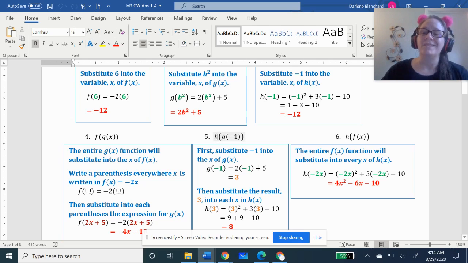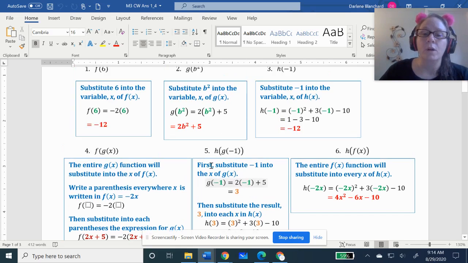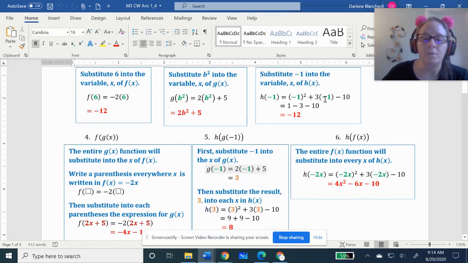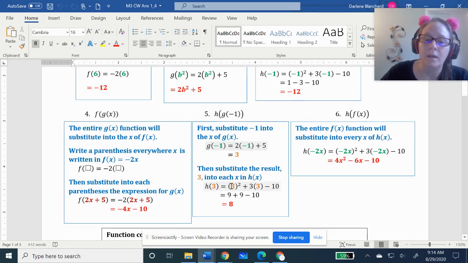But it becomes the input variable of h. So I look at h. H is x squared plus 3x minus 10. And I substitute the 3 into both of those x's, and I end up getting 8.